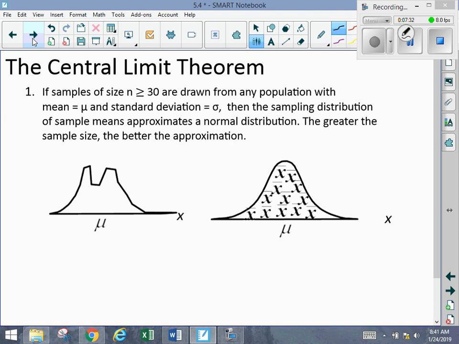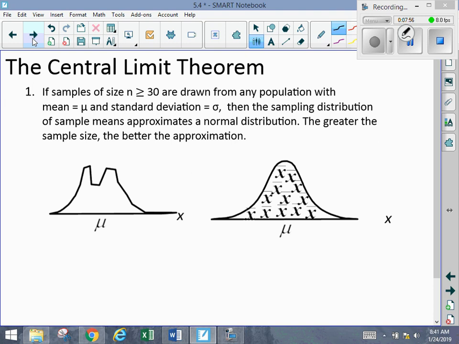All right, so the central limit theorem tells us that if we get samples that are greater than or equal to 30 from a population that is normal, then the sample means approximates a normal distribution. And in fact, it works for a population that's not normal as well, so for any population.